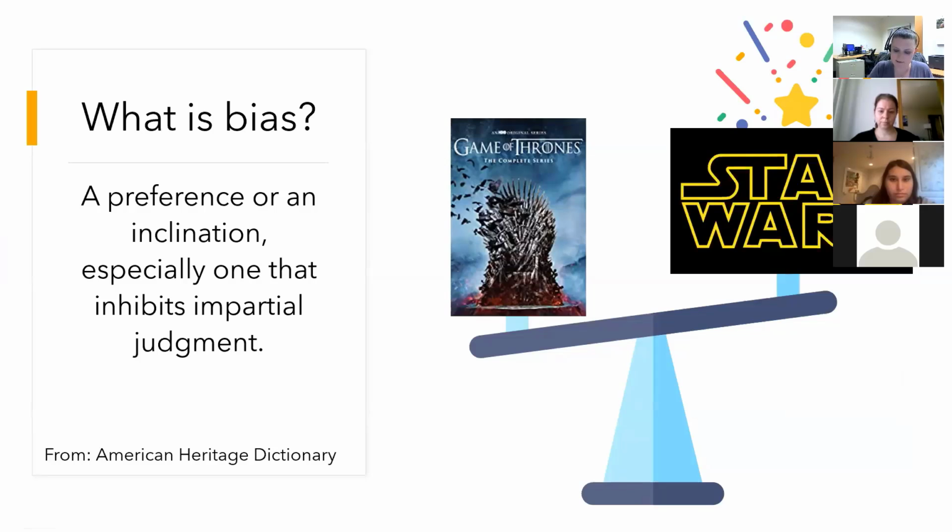So what is bias? Bias can show up in any part of our lives. It's a preference or an inclination, especially one that inhibits impartial judgment. When interacting with the media, our bias can show up as we bring our identities to our evaluations of sources and information. So being aware of our biases and how they show up is essential in this time where we're just inundated with information.